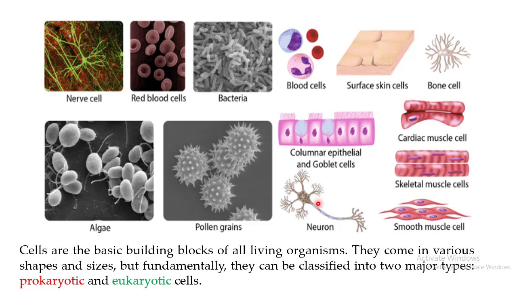Similarly, these cells come in different sizes. For example, if you compare the size of the bacteria with that of the smooth muscle cells, you can clearly see that the smooth muscle cells are bigger cells as compared to the bacteria cells. But fundamentally, the cells can be classified into two major types. One is known as the prokaryotic cells, and the other is known as the eukaryotic cells.